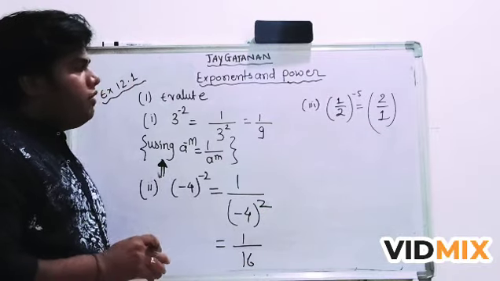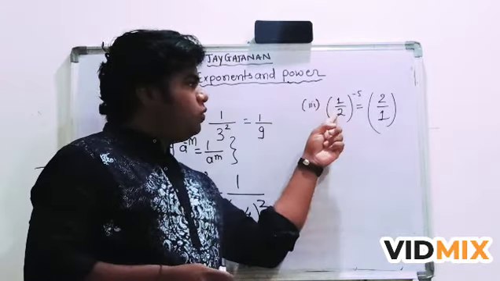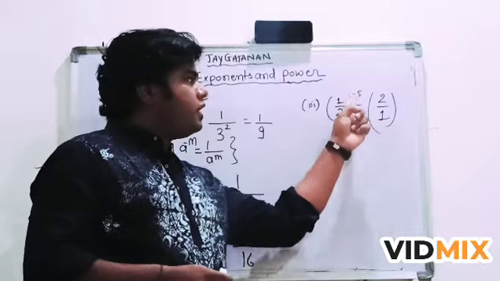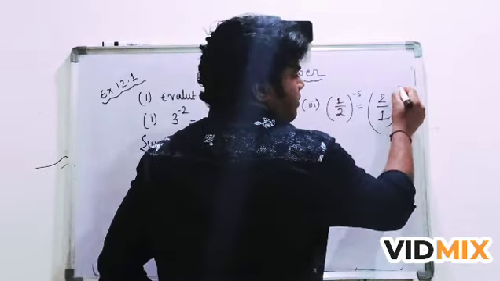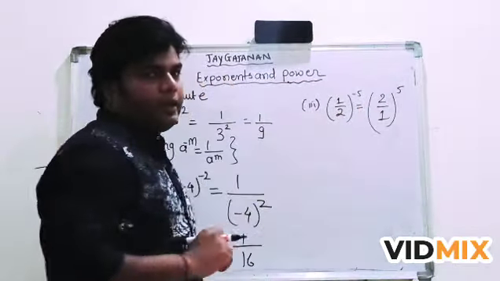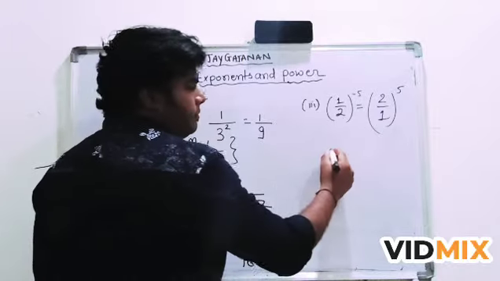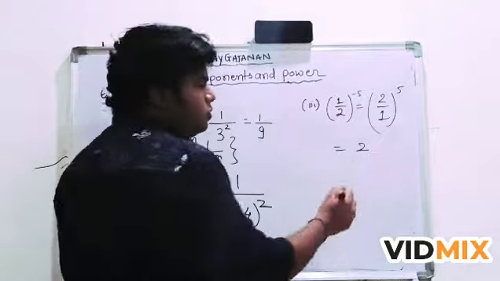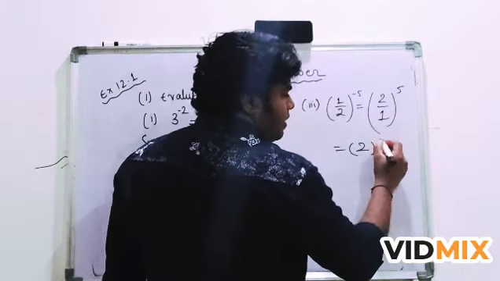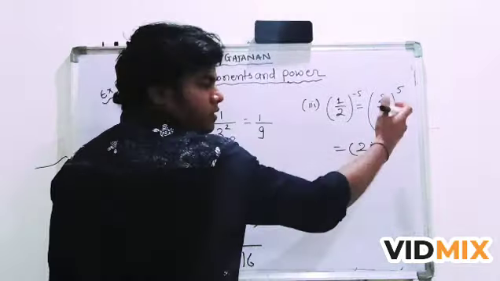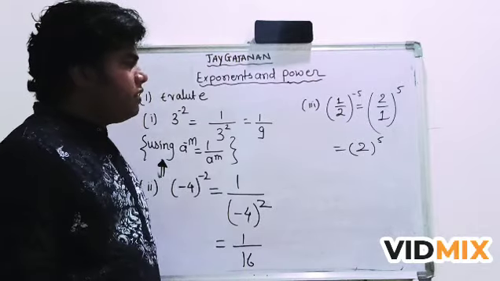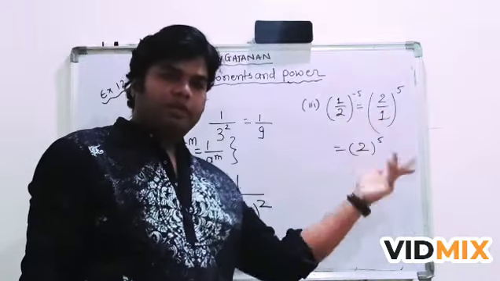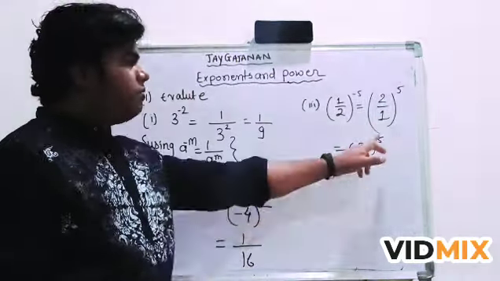Okay, so what we are doing: 1/2 becomes 2/1 and this power automatically becomes plus 5. Okay, we took the reciprocal. So then what is the next step? The next step is 2 to the power 1. Now 2 to the power 1 means what? 2. So that will be 2 to the power 5 as it is. We generally don't use that 1. If you take 1 to the power 5, that will be 1 only. So therefore 2 to the power 5.